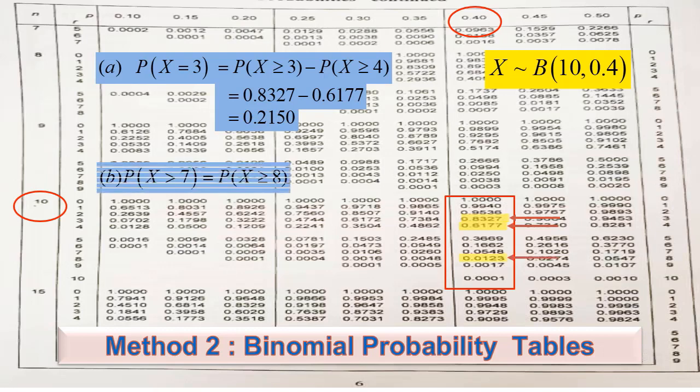So we are going to get the answer of 0.2150. For the second question, since we are going to find the probability greater than 7, which is equivalent to the probability x greater or equal than 8, this is the value that we are going to read. So we can get the value directly from the table, which is 0.0123.